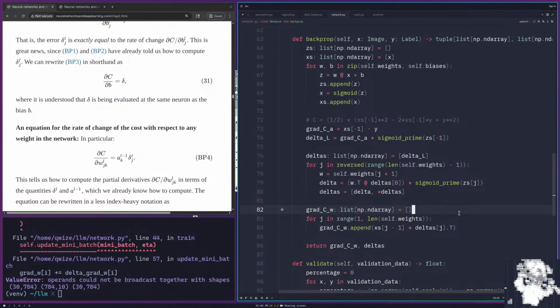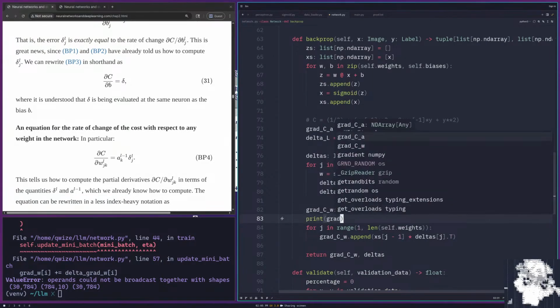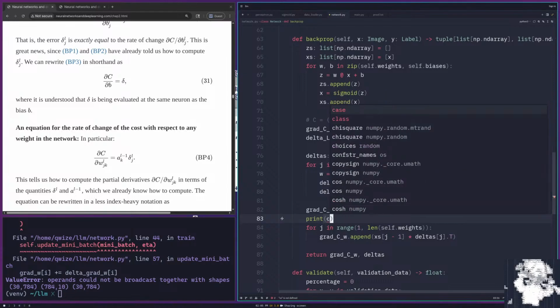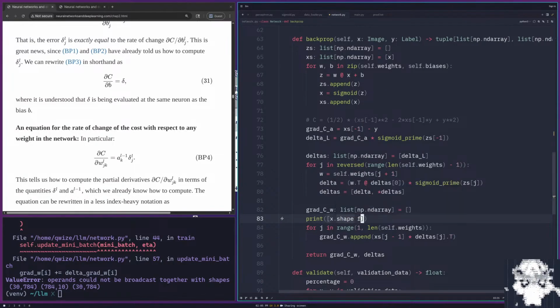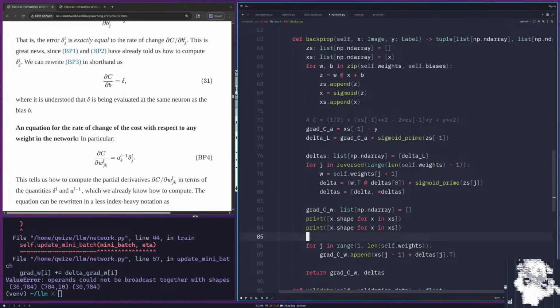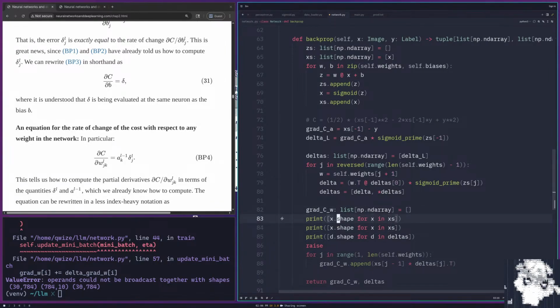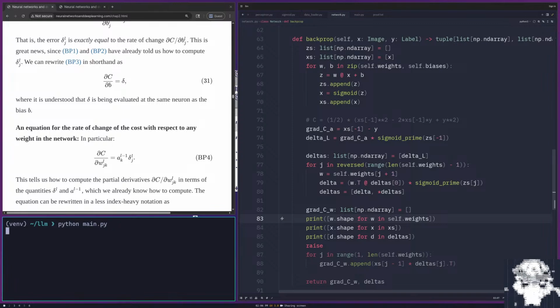Okay, how about this? Print x.shape for x in x's, and then raise. Print d.shape for d in deltas. And print w for w in self.weights, and we'll just figure out based on that what's supposed to be outer producted with what.